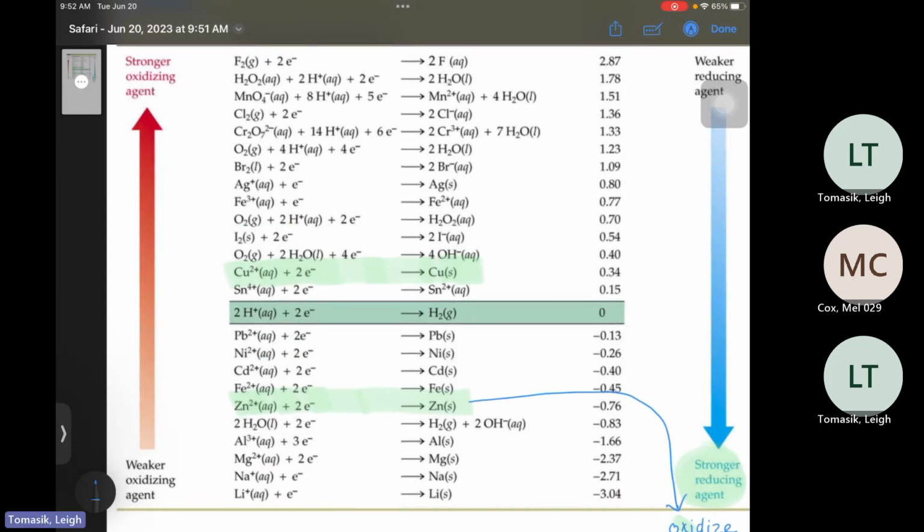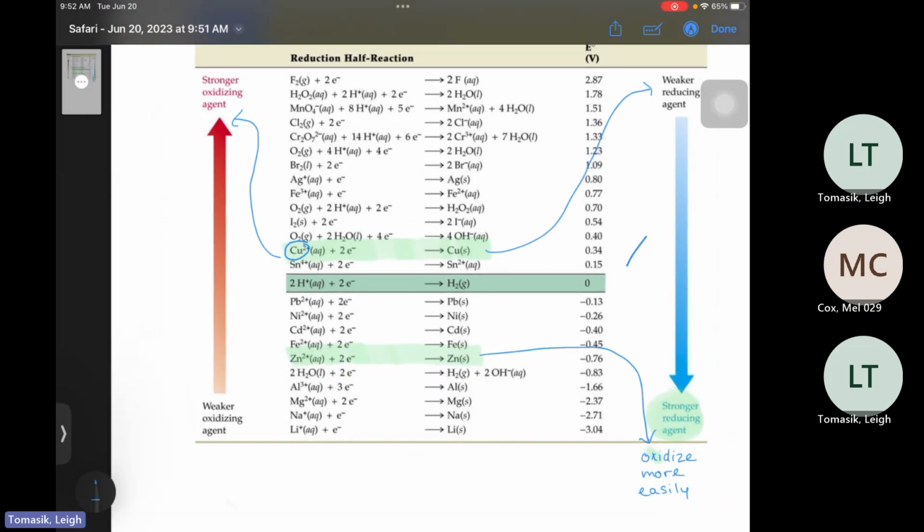Copper is near the top. It's a weaker reducing agent, but its ions are strong oxidizing agents. Metal ions tend to want to oxidize. They tend to want to steal electrons from other things. And metal atoms tend to want to reduce. They want to lose electrons to things. So copper ions are the strongest oxidizing agent that we have in this electrochemical cell.